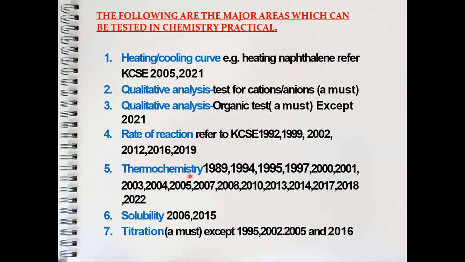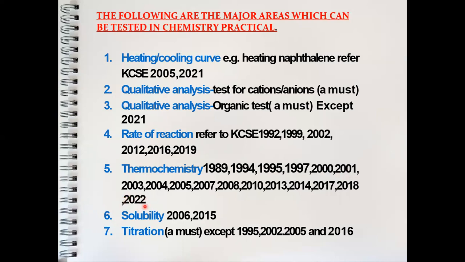thermochemistry. So the thermochemistry, that is where we get the exothermic, endothermic, heat of reaction, such like things. It is commonly tested. You can see 1990, 1989, 1994, 1995, 1997, 2000, 2001, 2002, 2004, 2005, 2007, 2008, 2010, 2013, 2014, 2017, 2018, and 20.